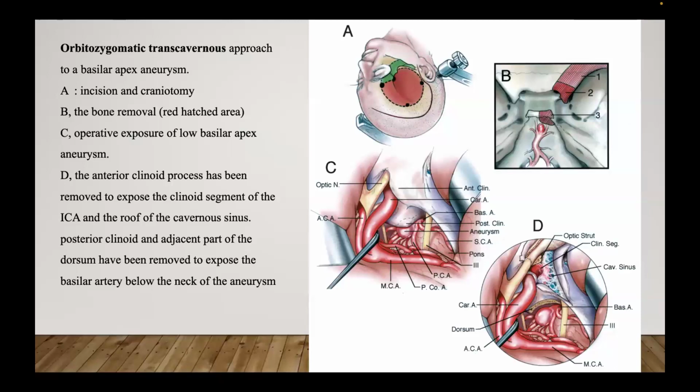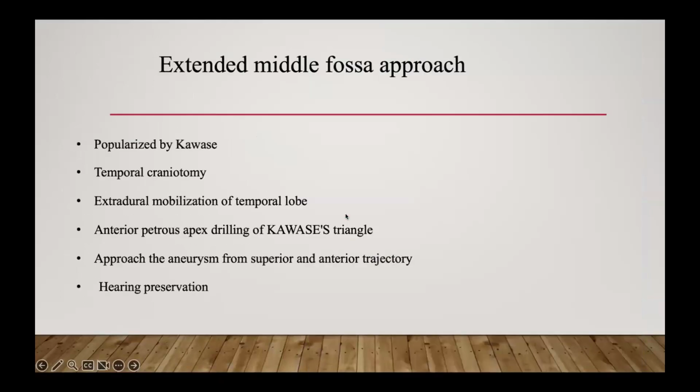As you can see, this is the final exposure after we remove the bone. This is the final picture where the anterior clinoid process has been totally removed to expose the clinoidal segment of the ICA and the roof of the cavernous sinus, and also the adjacent part of the dorsum sella has been removed here to expose the basilar artery beyond the neck of the aneurysm.